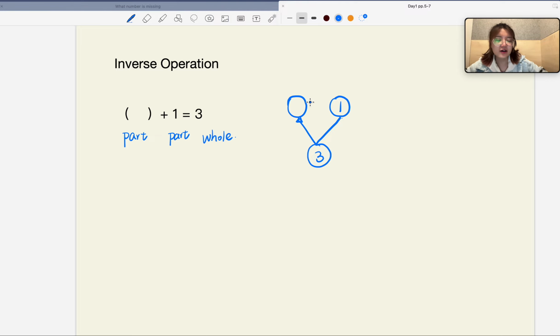Okay. So now, everyone, how can we know the part? We can use the whole. In total, the whole, take away one part, then the remaining will be another part. So we can do 3, take away a part to get another part, the missing number. So 3 take away 1 will be 2. Okay. So we can know the missing number will be 2. So you can think, for the missing number, is it a part or a whole? How can we find the part? We can use a whole, take away a part.